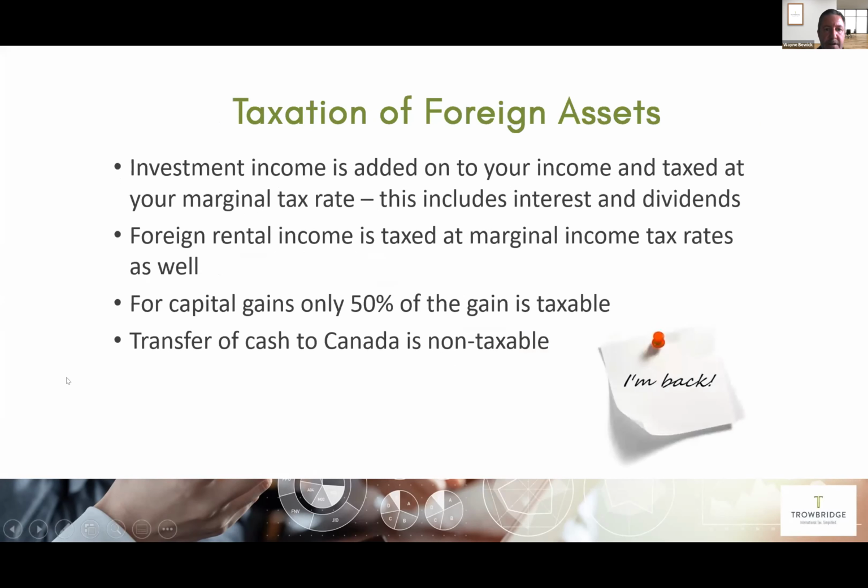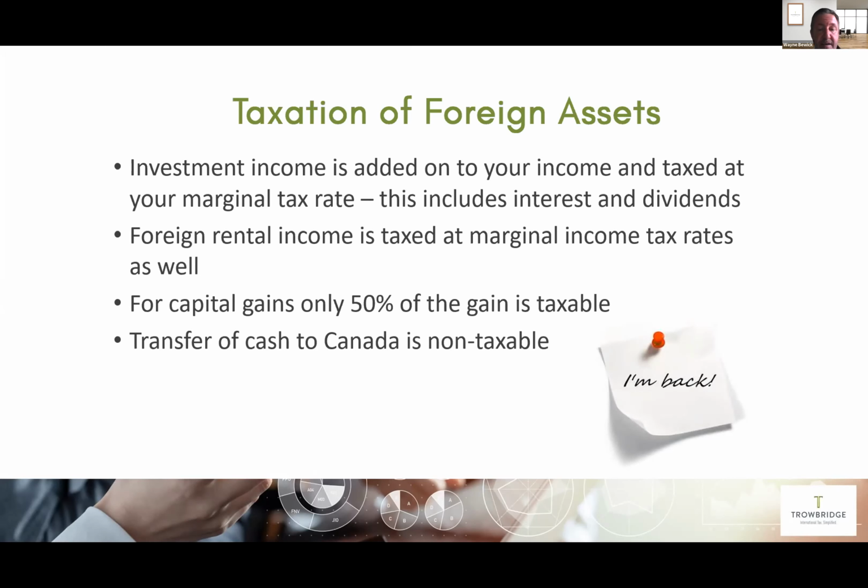Now, again, I'm just going to talk about the taxation of certain foreign assets. So any type of investment income, interest or dividends that you receive from foreign countries, they are taxable and they get added on to your income. So if you have $10,000 of foreign dividends and you have $100,000 of income, all of a sudden now you have $110,000 of income. And so any extra income is taxed at your marginal tax rate.